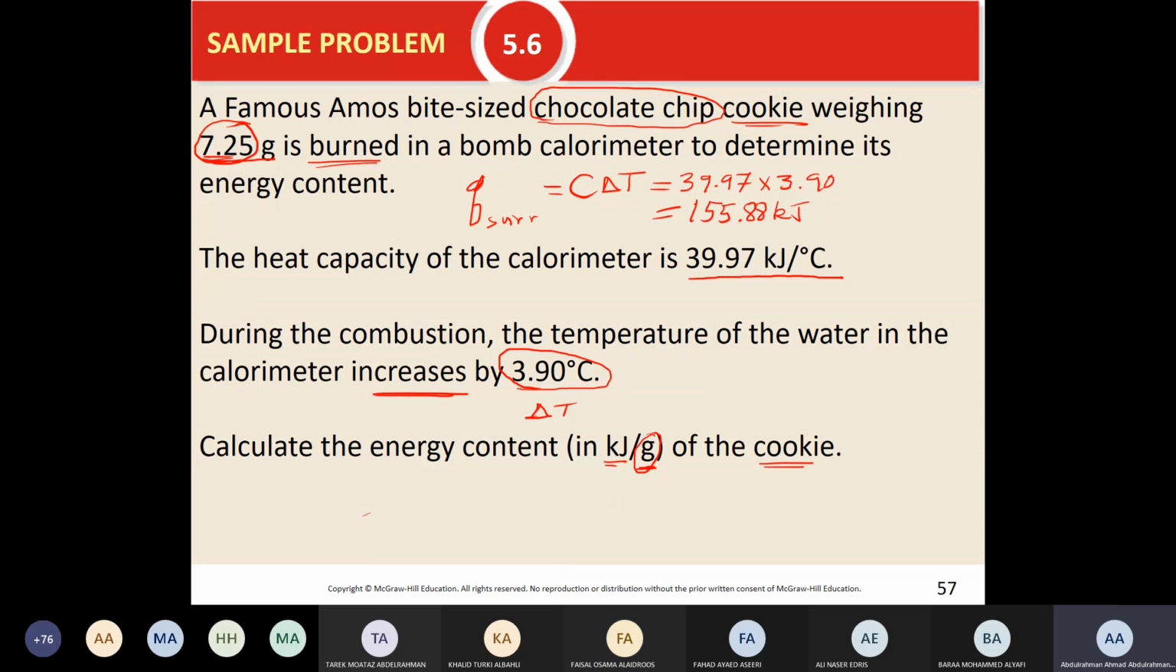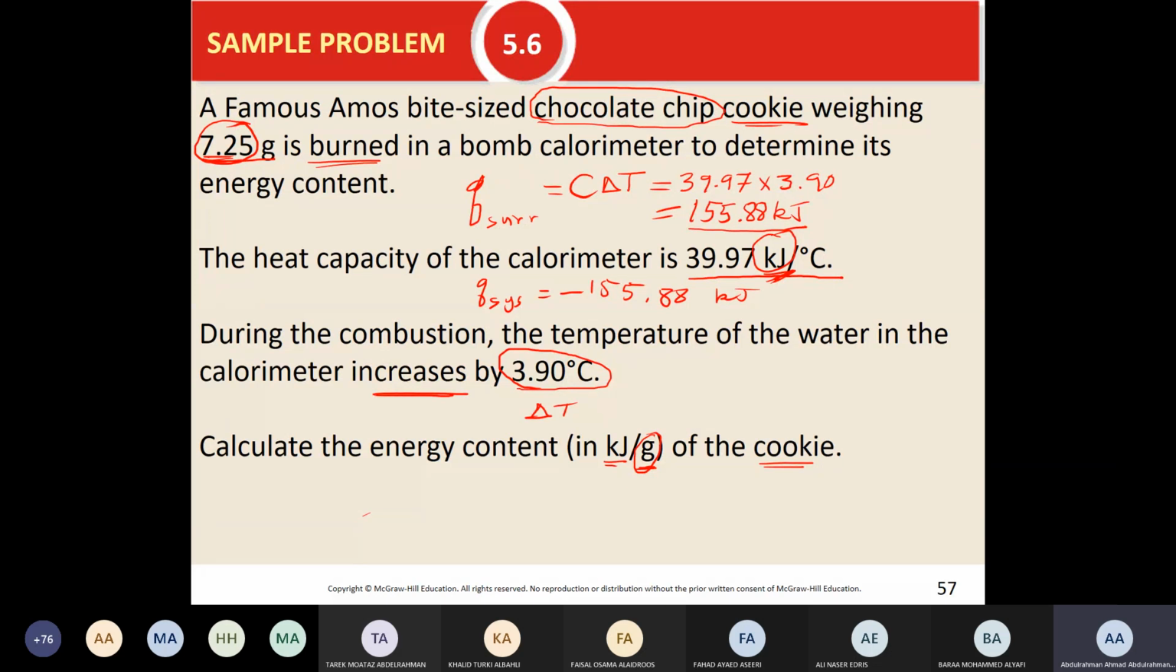Okay. Yes. Now, as you said, this is the heat of the system, of the surrounding. What's the heat of the system? Doctor, this heat is in joule, not kilojoule. No, it's already in kilojoule because this unit is kilojoule already. So what's the Q of the system? Negative 155. Exactly.